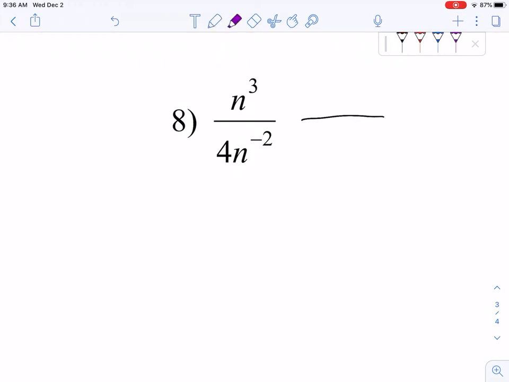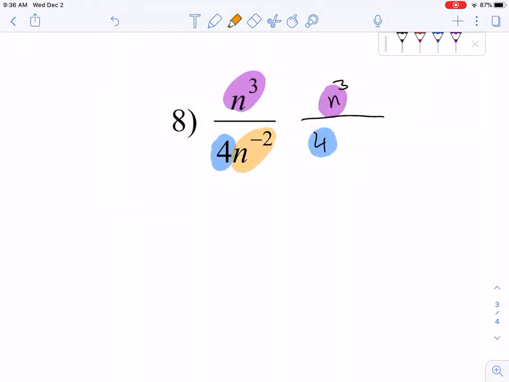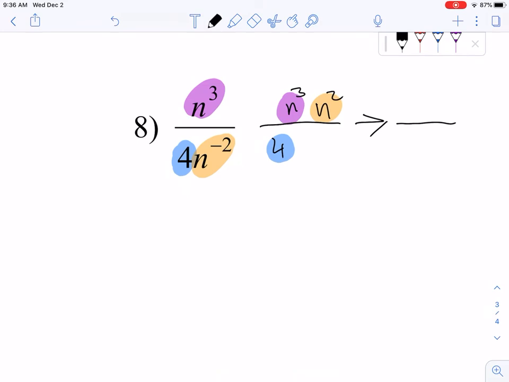So, again, I'm looking. N to the third is fine where he's at. Doesn't want to move. 4 is fine where it's at. Doesn't need to move. But this n to the negative second is not happy where he's at. And in order to make that positive second, it needs to move upstairs. So this is now n to the positive second. And then think about when we simplify, I have 3 plus 2, which makes 5, and it's over 4.